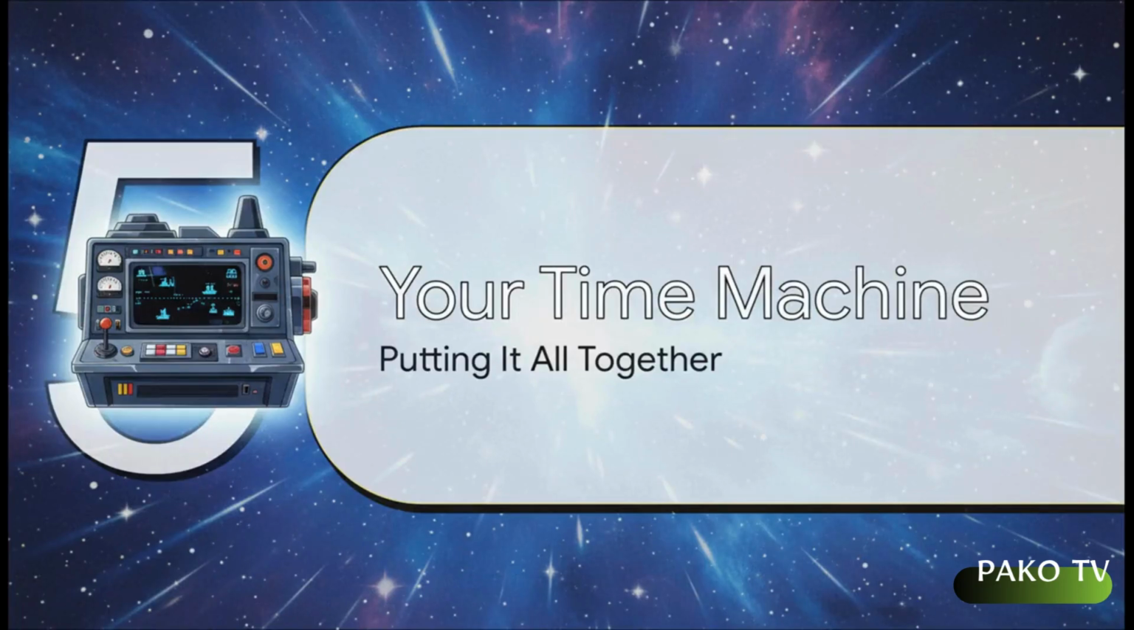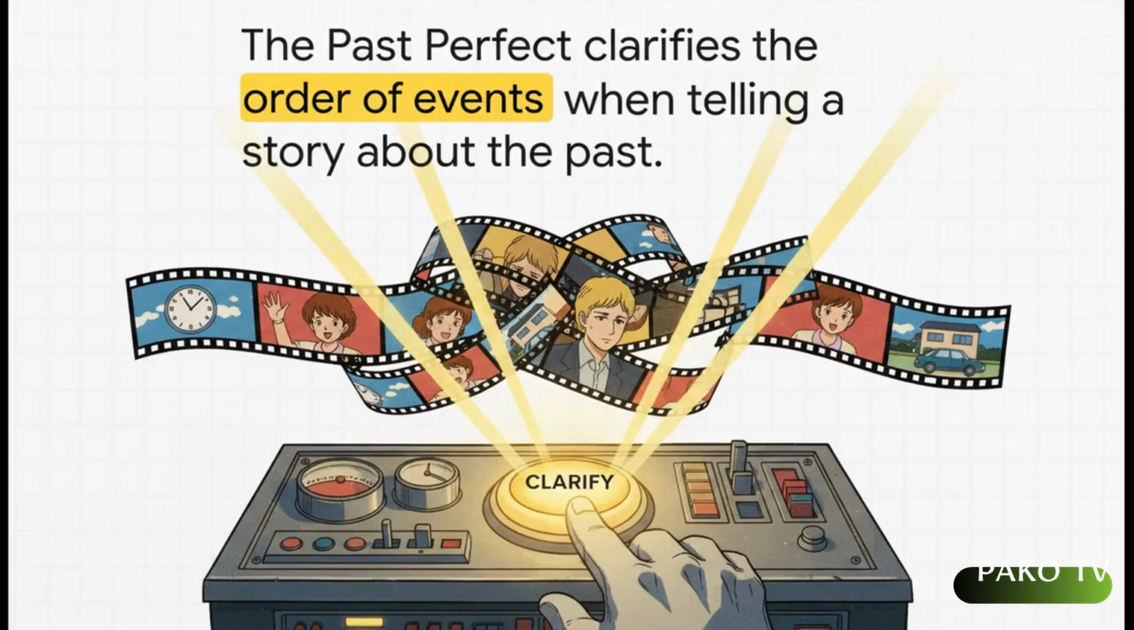Okay, so we've seen what this thing does, and we've seen how it's different from the other tenses. Let's wrap this all up into a simple, practical tool that you can actually start using right away. So if there's one thing you take away from this, it's this. Anytime you're telling a story and you need to jump back in time to explain why something happened, the past perfect is your best friend. It's all about making your story clear and easy to follow.